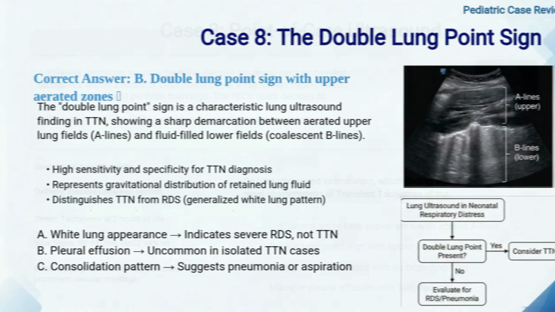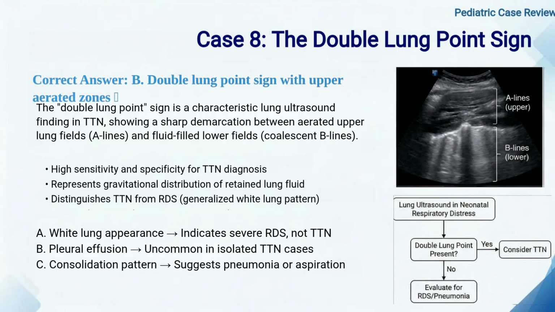The correct answer is option B, the double lung point sign with upper aerated zones. The double lung point sign is the characteristic lung ultrasound finding in transient tachypnea of the newborn. It describes a sharp demarcation between aerated upper lung fields, which show A lines, and fluid-filled lower fields, which show coalescent B lines. This pattern reflects the gravitational distribution of retained lung fluid, which settles in the dependent lower zones while the upper zones remain relatively aerated.